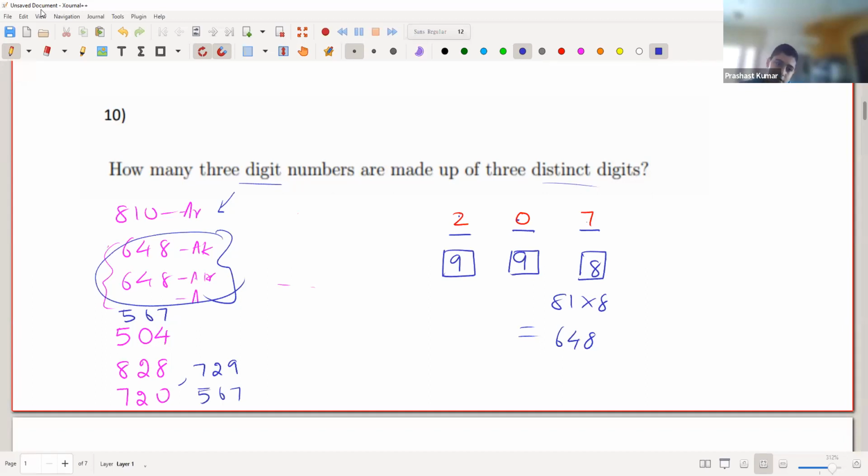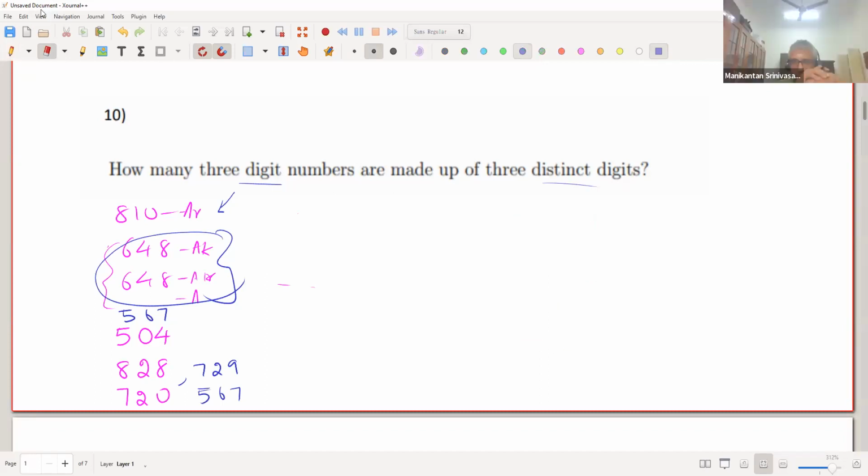So let's discuss some few variants of this question. First variant, how many 3-digit numbers are made up of 3 distinct digits? In fact, I'll remove the word distinct. So first, let's do this simple variant. I'll erase the word distinct. How many 3-digit numbers are made up of digits? What is the answer to this question, guys?